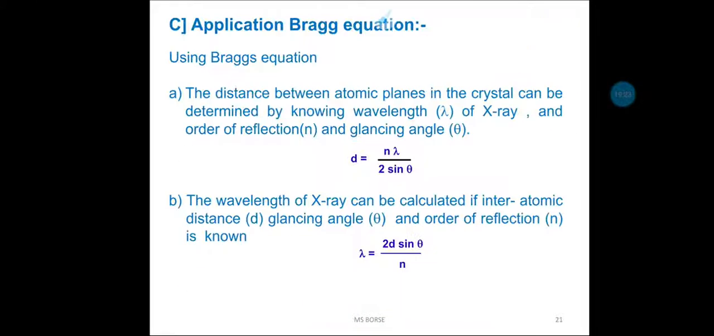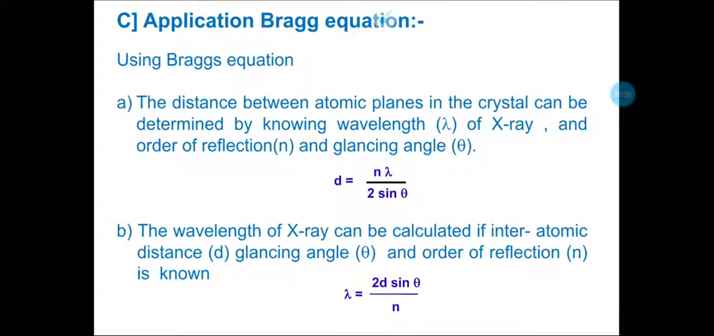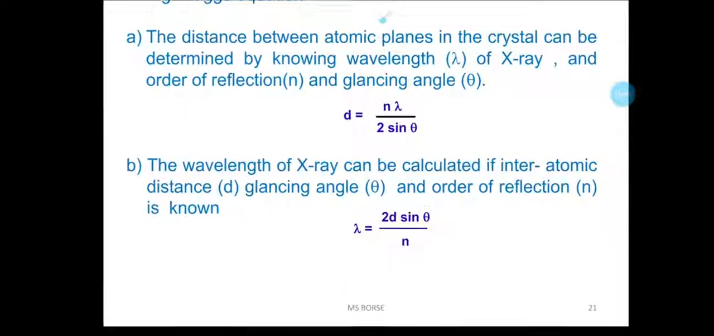The next point is the application of Bragg's equation. What is the use of the Bragg equation? Using this equation, the distance between the atomic planes in the crystal, which we have denoted d, can be determined by knowing the wavelength of the X-ray radiation, the order of reflection n, and the glancing angle theta. So d is equal to n lambda upon 2 sin theta.